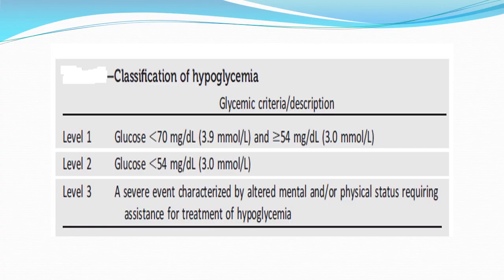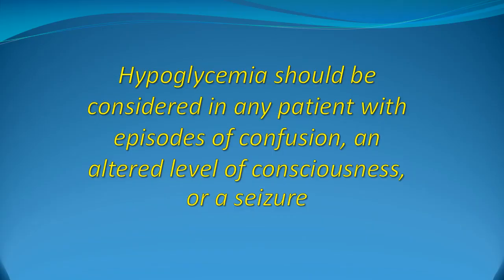And this table shows the classification of the various levels of hypoglycemia: level 1, level 2, and level 3. Level 3 is an extremely important item to recognize because sometimes the patient might present with deep coma and an altered level of consciousness. For this reason, we always teach our students that hypoglycemia should be considered in any patient with an altered level of consciousness, coma or seizures.